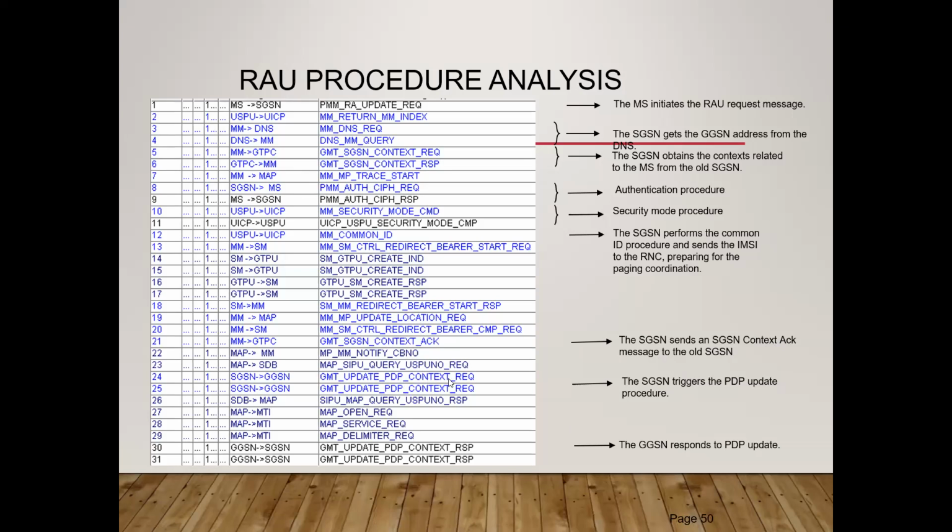Then update PDP context request to the GGSN, and its response. No, its response is not mentioned here. This should be corrected. It should be GGSN to SGSN, its response. Okay, here we have the response. Then this is the MAP open request and response. This is basically the update location information to the HLR that needs to be done. So it's the MAP service request and its response.